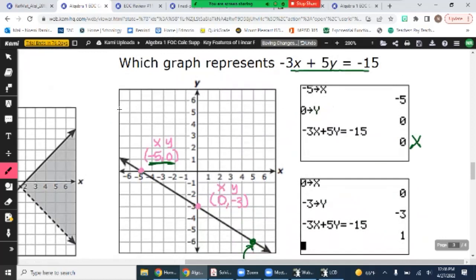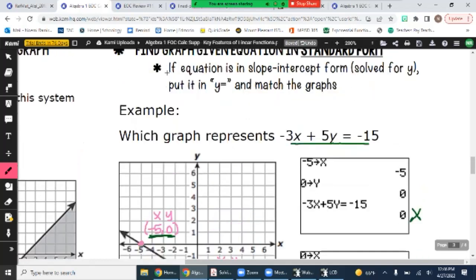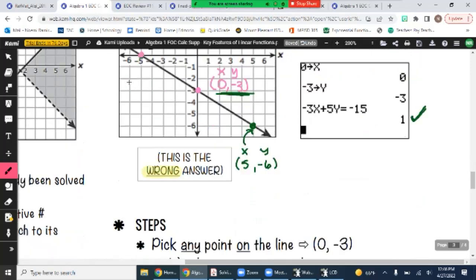But then when I typed in my y-intercept, that's why I said you could use either or you can do both. When I typed in the y-intercept 0, -3, what did it give me? 1. A 1. So only one of the points worked. You know that 0, -3 does belong to this equation, but not -5, 0. Okay, so there's a hint right there.